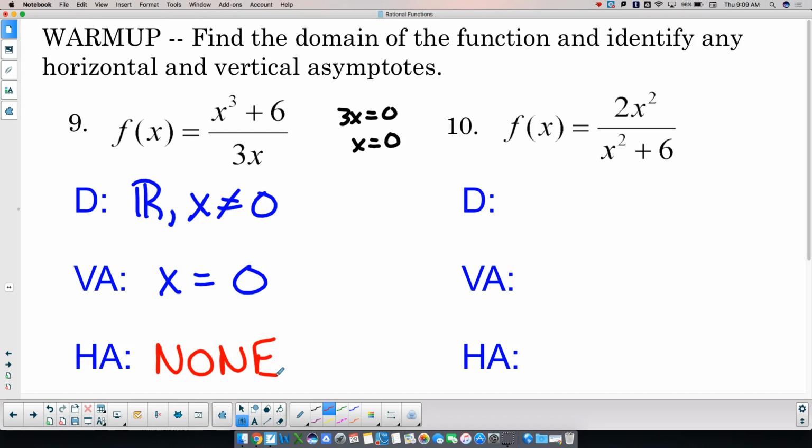Second one, number 10 here. Domain. All real numbers, x cannot equal the square root of 6. Nope. That's a contradicting statement. And then x just can't equal plus or minus square root of 6. Nope. Because how does this gotta start? It starts with all real numbers, right?